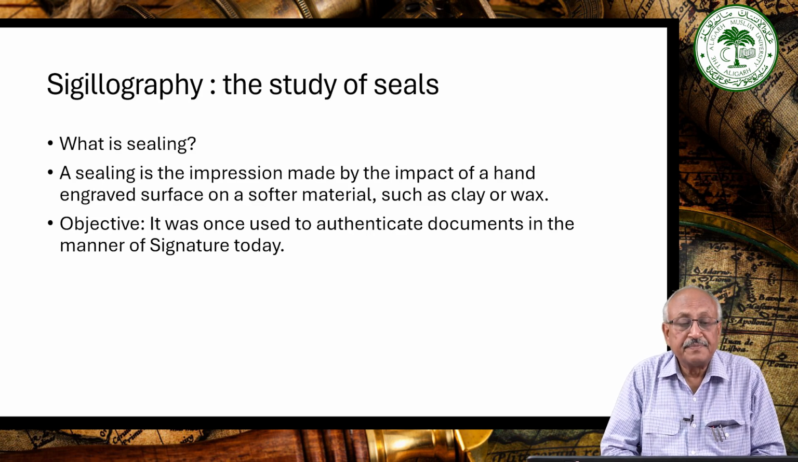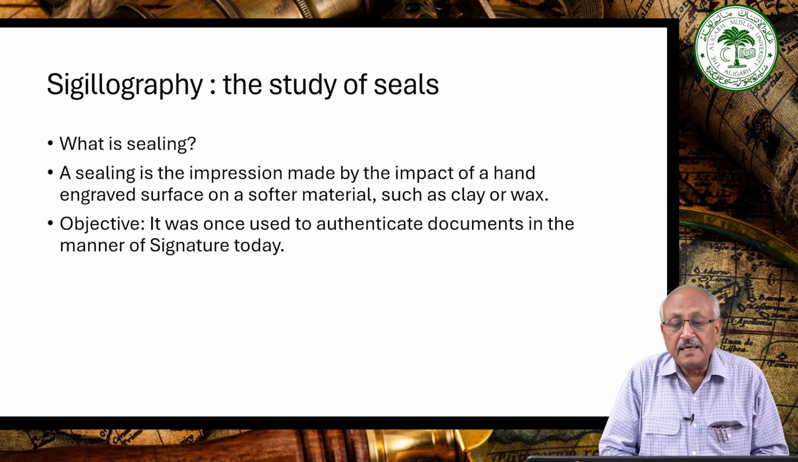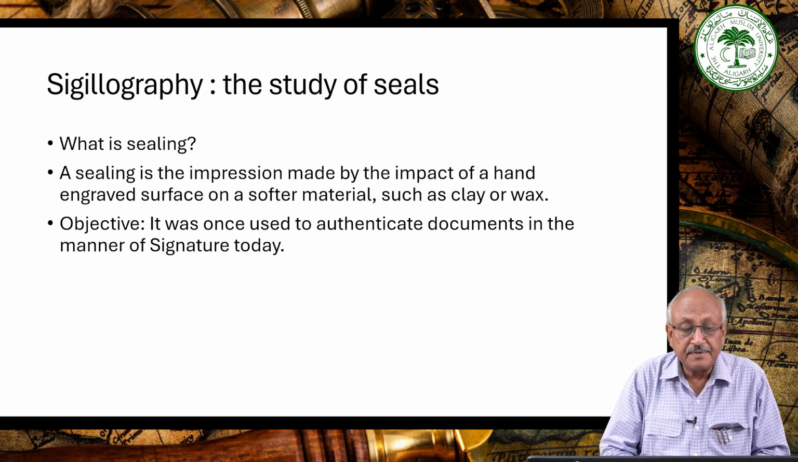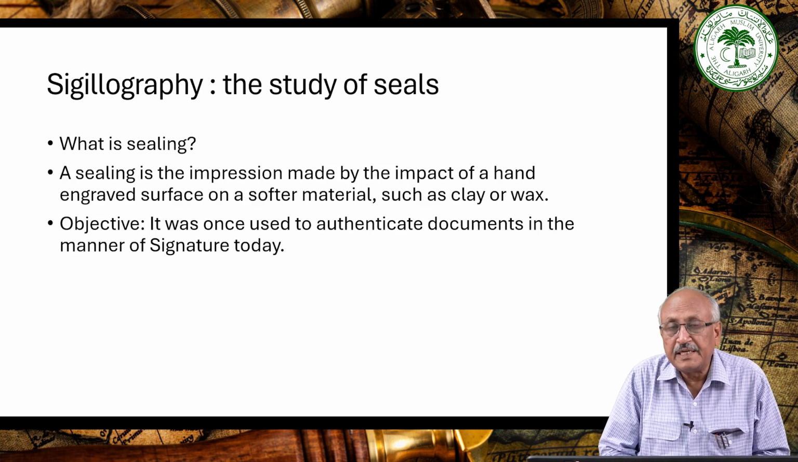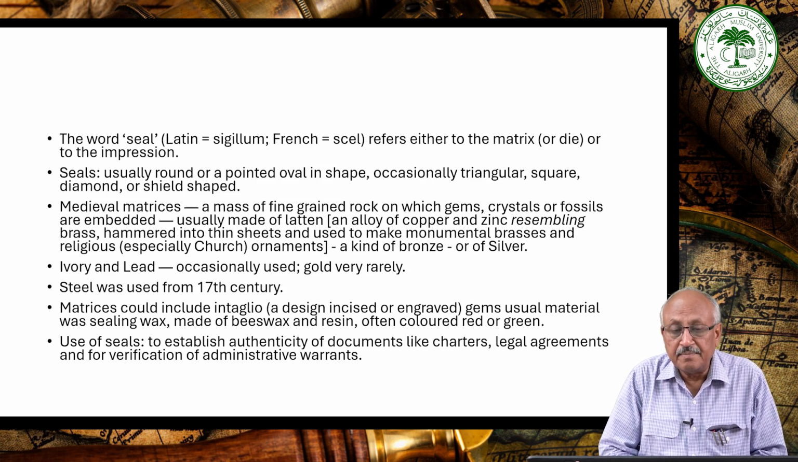What is sealing, by the way? A sealing is the impression, and that impression still continues. Remember always, sealing is the impression made by the impact of a hand-engraved surface on a softer material such as clay or wax. Nothing would be softer than that. Then the objective: why sealing? It was once used to authenticate documents in the manner of a signature today. It bore that kind of significance. The word seal, Latin term is sigillum, French is cel, which refers either to the matrix or die or to the impression.